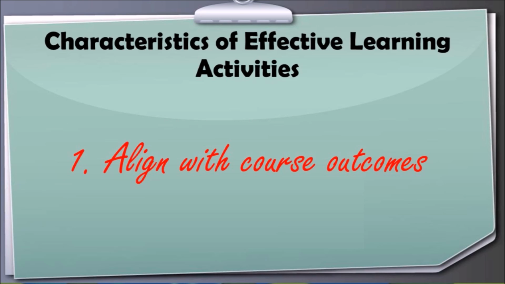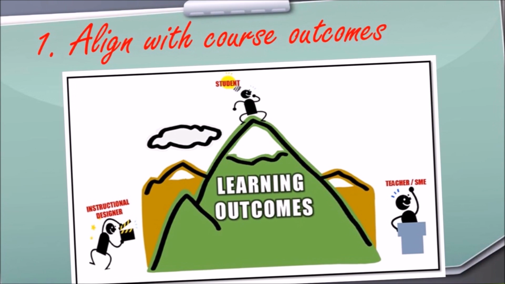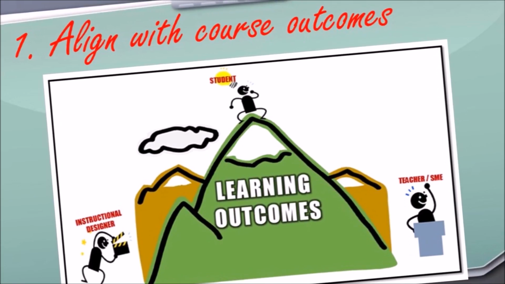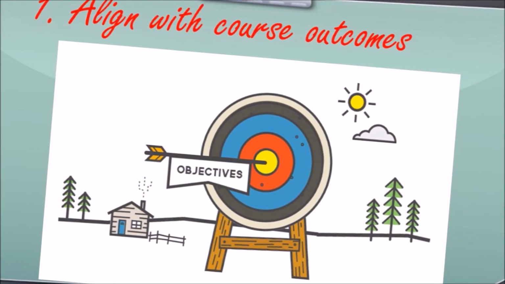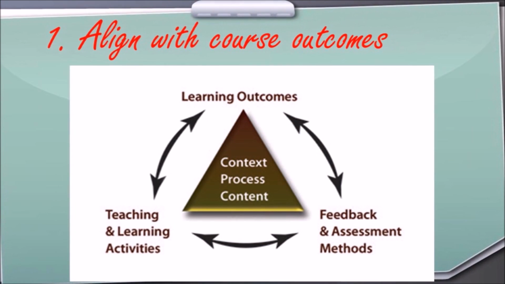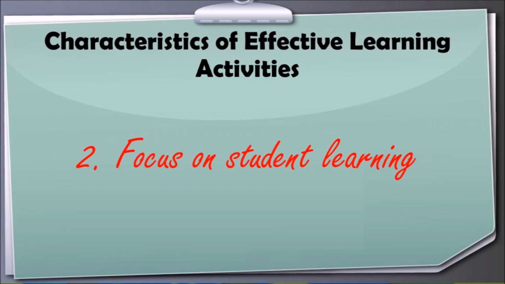Number 1. Align with course outcomes. Learning activities are designed to develop learning that supports course outcomes. All learning activities should support course outcomes, and all course outcomes need to be supported by learning activities.